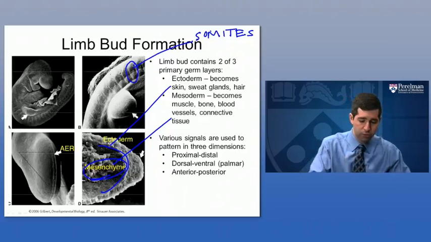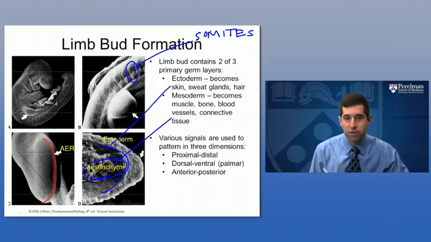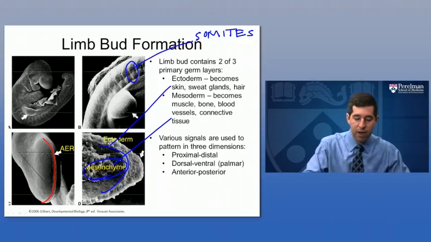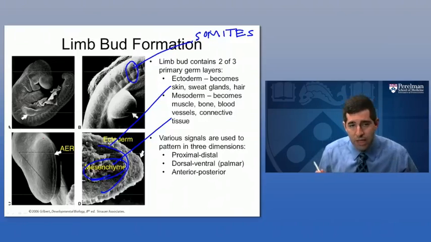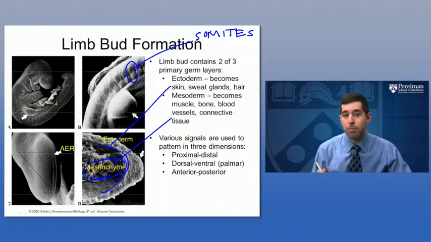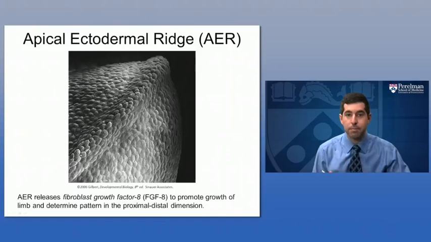Also shown here is what's called the AER, or apical ectodermal ridge. We're going to look at this a little bit more in detail on the next slide. But notice that the AER essentially is at the distal-most portion of the limb. It's a bit of an outswelling, so I'll just erase that line there. You see there's a little bit of a swelling there at the end, and that's going to be very important for patterning, again, in that proximal to distal direction. So let's take a look at that.